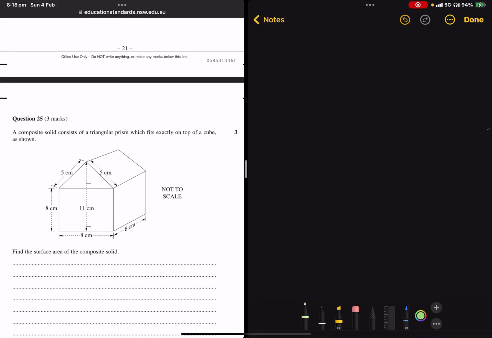Alright, so we're going to have a look at another question from the 2020 Standard 2 HSC Maths paper. So here we have a question about area and volume. This is question 25. We're told a composite solid consists of a triangular prism which fits exactly on top of a cube as shown. We need to find the surface area of the composite solid. So note, surface area, not volume.